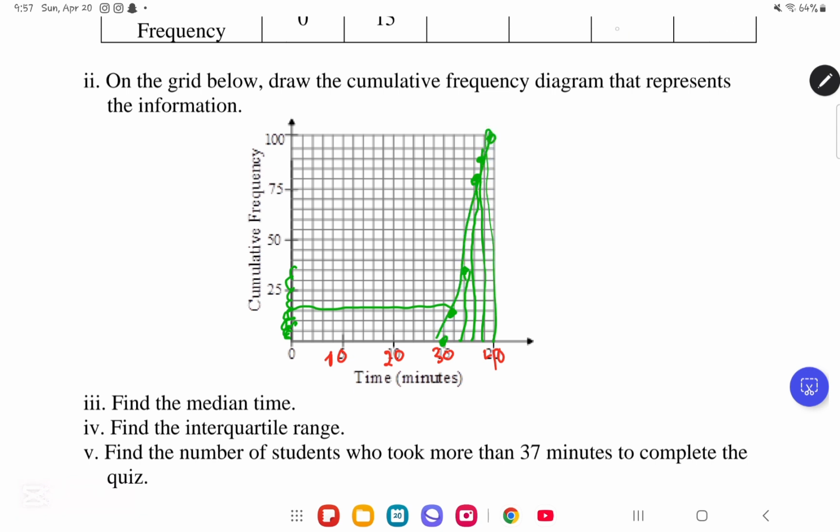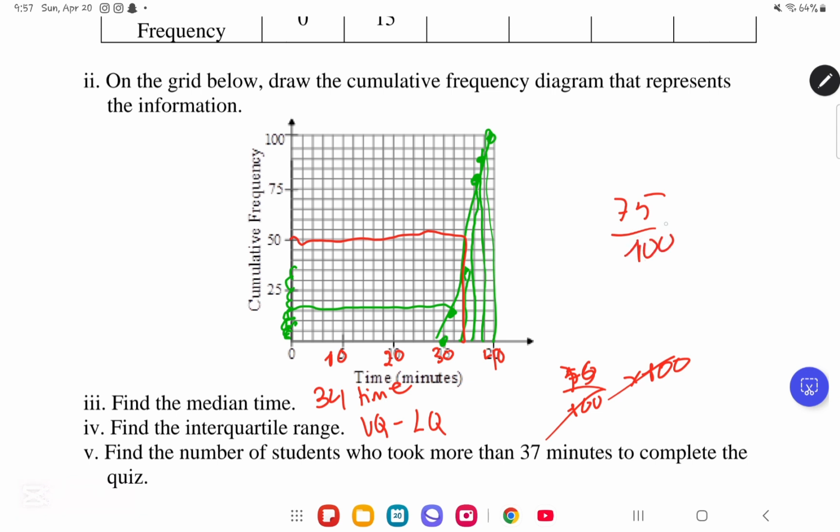They want you to find the median time. The median time is going to be 50 over 100 times the cumulative frequency, which is 100. So it's going to be 50. So you're going to go to 50. It is approximately on the 34 mark. So the median time is 34. Interquartile range is upper quartile minus lower quartile. So it's going to be 75 over 100 times the total, which is 100, minus 25 over 100 times the total, which is 100.